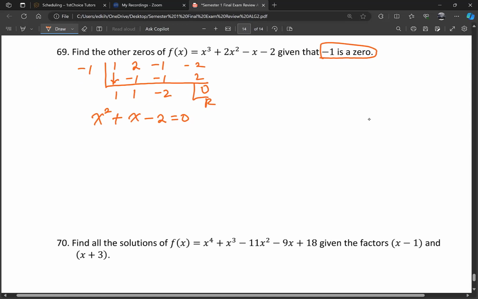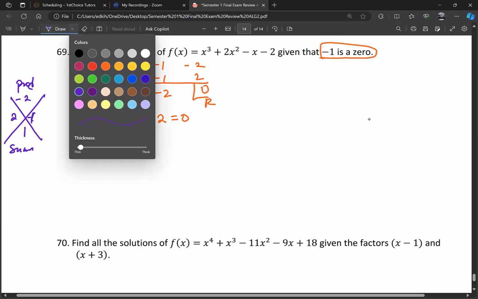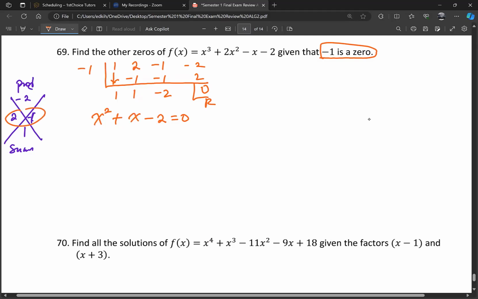Now we try to solve for this. It's a trinomial that is squared, so we're going to try using the x method. What's the product? What's the sum? Product is -2. Sum is 1. What multiplies to -2 and adds to 1? If you're thinking 2 times -1, then you'd be correct. So now we know that we can factor this guy to x plus 2 and x minus 1. Since we're solving, you're going to set each of these equal to 0.